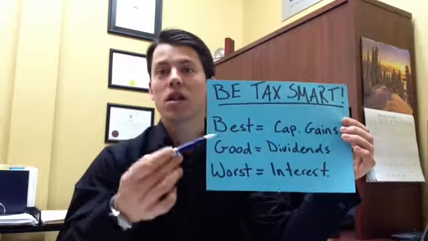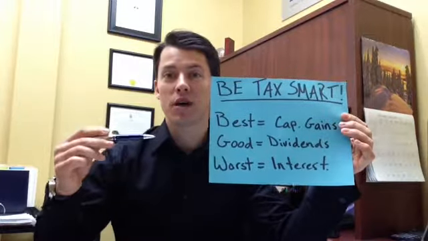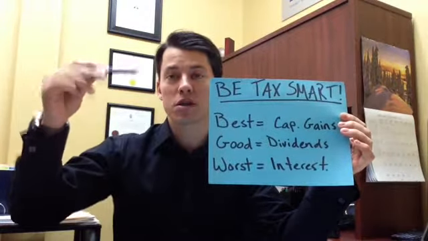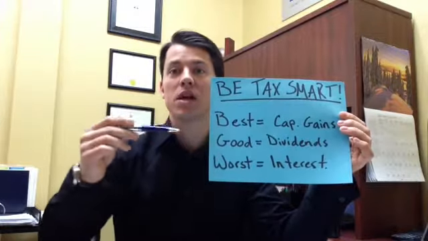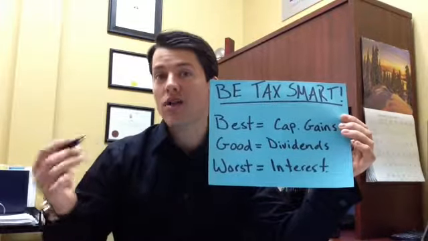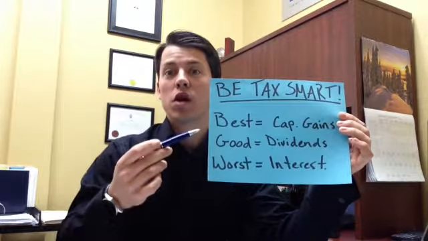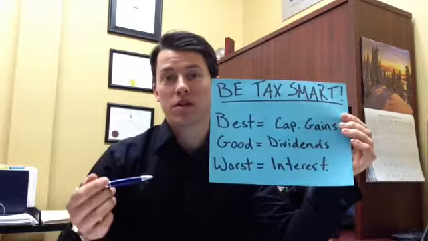The best kinds are capital gains. Capital gains is buying something for $100, selling it for $200, you've made $100 of gains. The reason it's the best one is because you're only taxed on half of your gain in any kind of context, pretty much. So you're only taxed on the $50 out of the whole $100 gains.